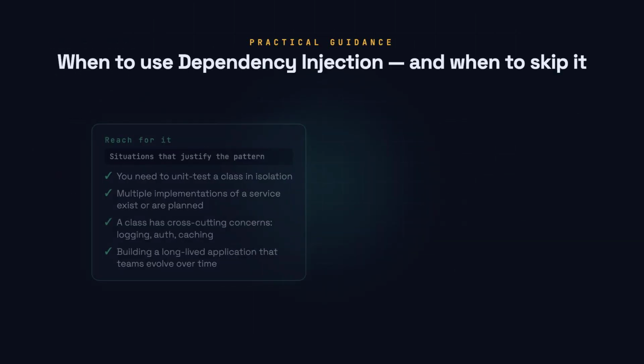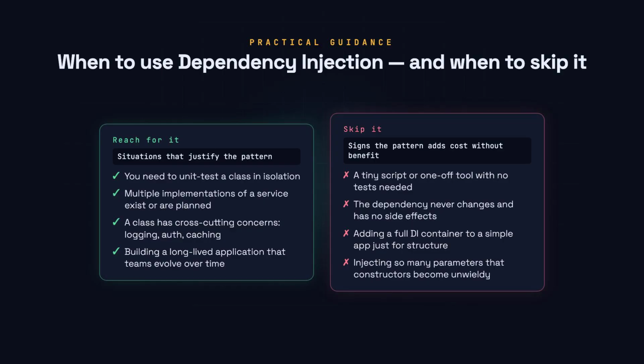Reach for dependency injection whenever testability matters, whenever you have or anticipate multiple implementations, or whenever a class touches cross-cutting concerns like logging or authentication. Skip it when the overhead outweighs the benefit. A 10-line script does not need a DI container. Also, watch out for the anti-pattern, where constructor injection is technically present, but the constructor takes 8 parameters, which usually signals the class itself needs to be broken up.